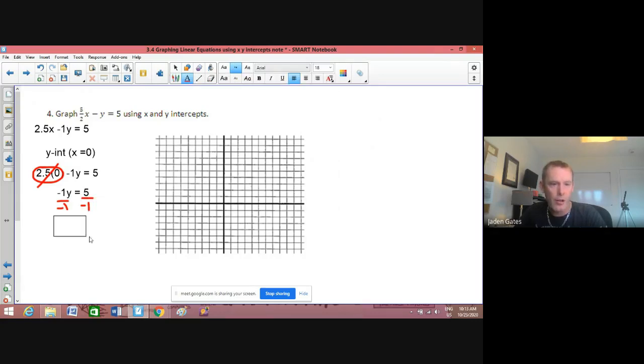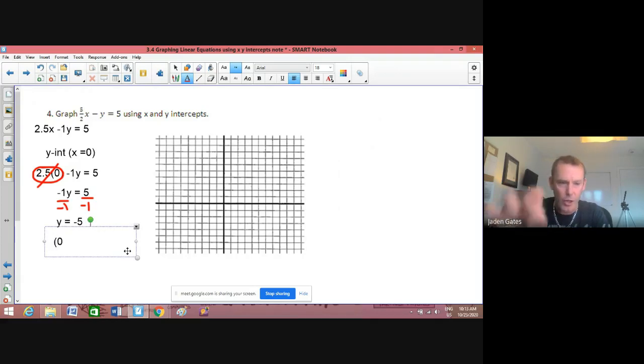And then my y value, let's see here. I've got 5 divided by negative 1. Positive divided by negative is going to give me a negative. So I get negative 5, which means my point that I'm going to graph, again, the x value is always 0 at the y-intercept. And it looks like the y value is negative 5. So there's one point.